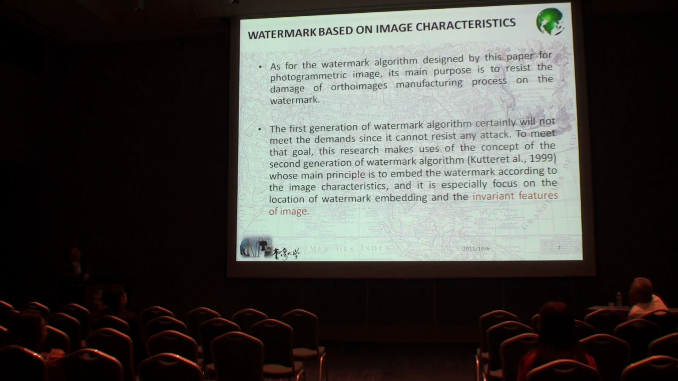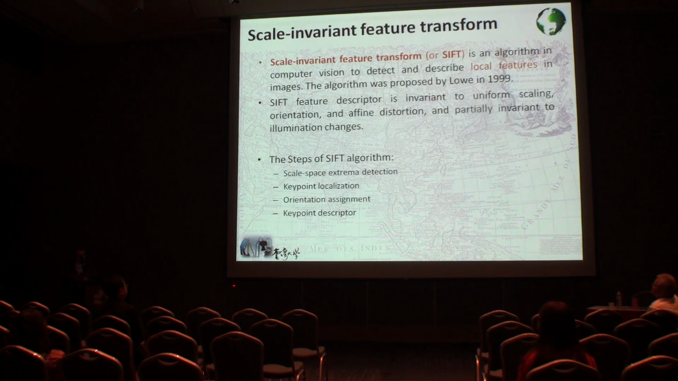And the algorithm of the watermark can be divided into generations. The first generation of the watermark algorithm means the demand says it cannot resist any attack. And the second generation of the watermark is based on the features. So the feature will be important information that we will embed, and hide the watermark in these features. This is our issue of this paper.